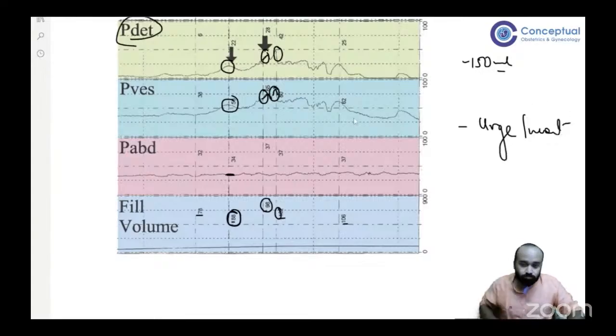So, how do I diagnose SUI from this? So, SUI ke andar, you would see that whenever, I'll just erase all these things, how is it going to look in SUI?